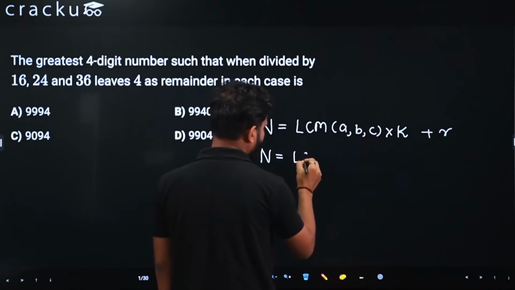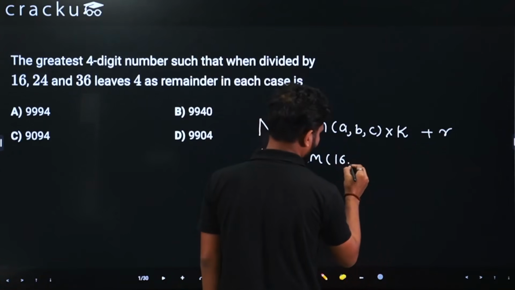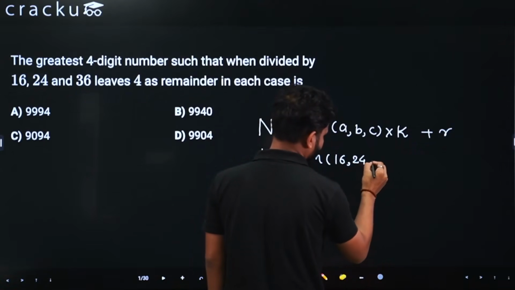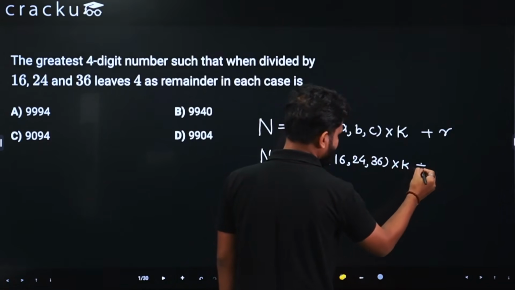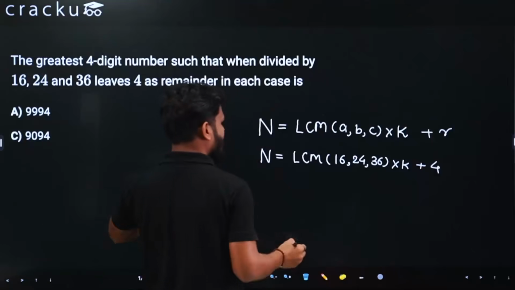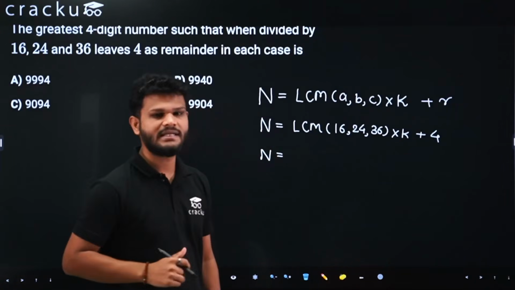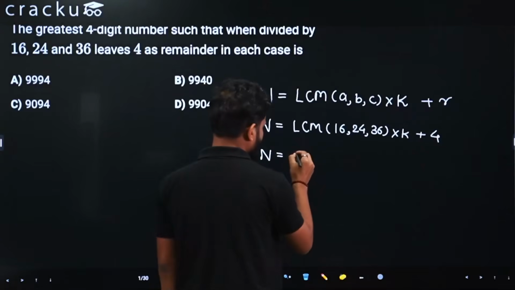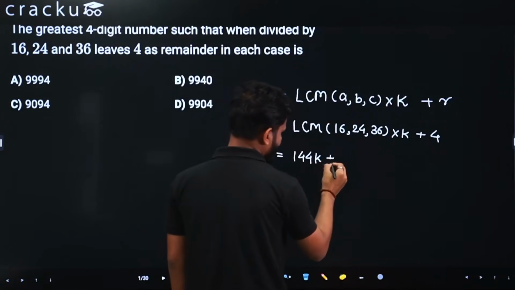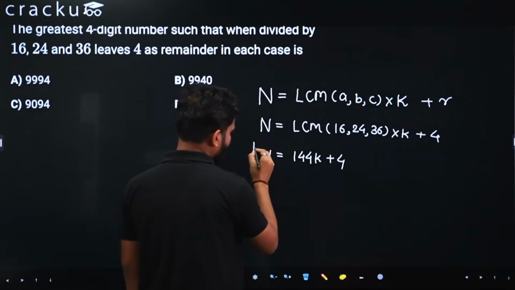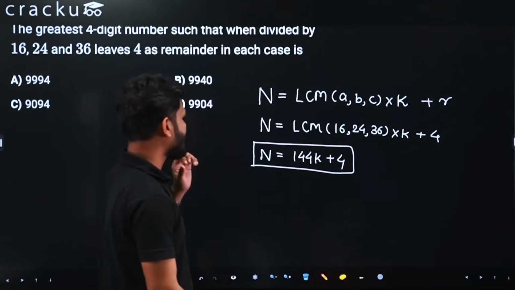Now in our case, the number will be of the form LCM of the divisors, which are 16, 24, 36, into k plus the remainder, which is given as 4. What is the LCM of 16, 24 and 36? It is 144. So our number will be of the form 144k plus 4.